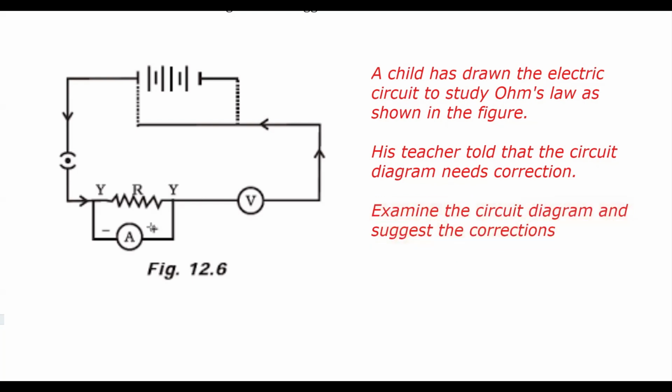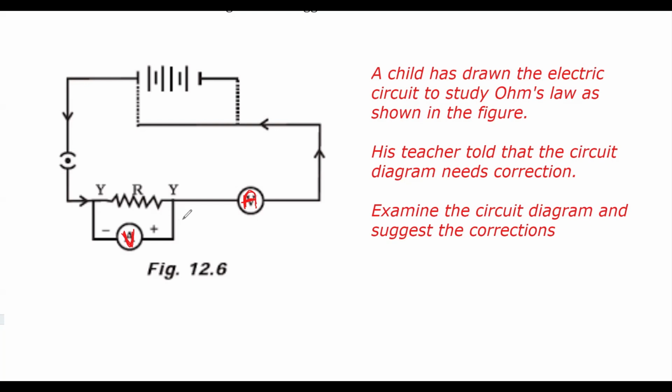Well, what you can observe over here is that this is an ammeter and this is a voltmeter. An ammeter is always connected in series and a voltmeter is connected in parallel. So this is the correction needed. That means this should have been a voltmeter. As you know, a voltmeter should be connected in parallel, and an ammeter is always connected in series. So this should be the correction in this case.